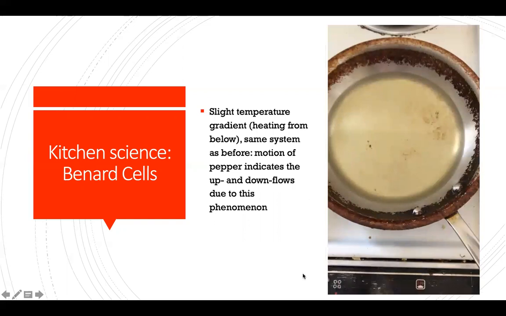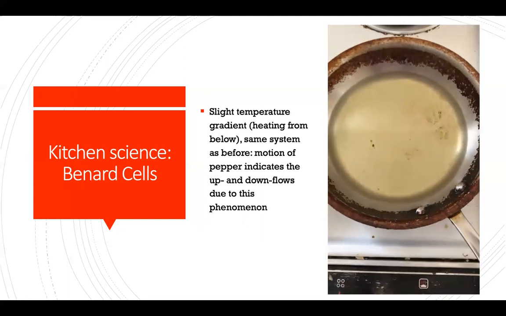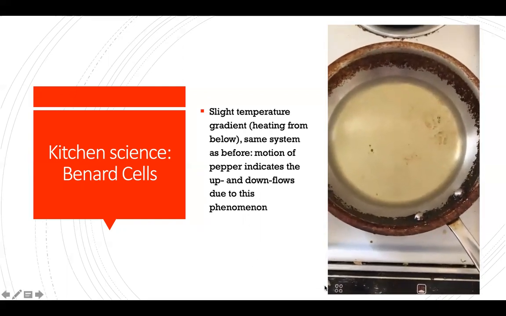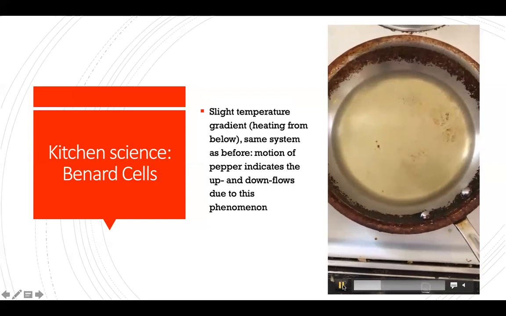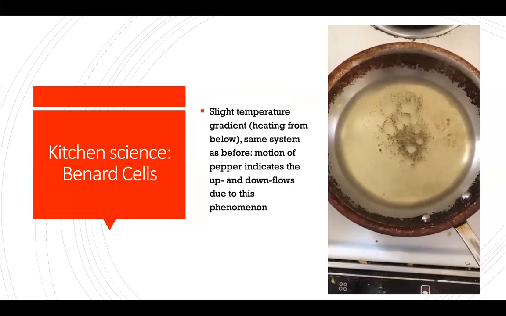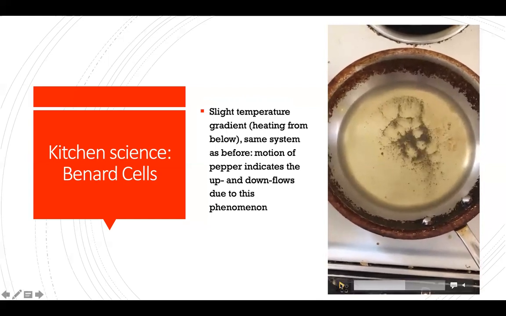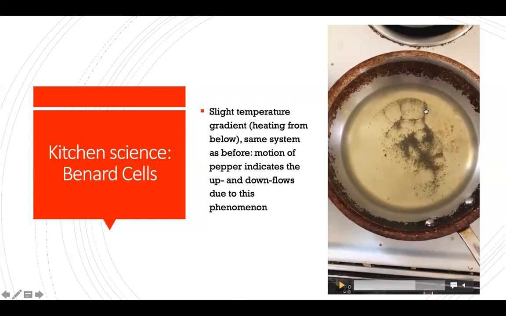Now I put a bit of a temperature gradient on. Heat the pan from below just slightly, but other than that, it's the same system as before. And so we have a thin layer of oil in a pan, a very small temperature gradient. Of course, gravity provides the buoyancy force, and we see what happens here. So sprinkle some pepper on, and almost immediately we see these cells show up, which suggests that there are upflows in the middle of these cells and downflows on the boundaries, such that the pepper is forced out and down into the boundaries.